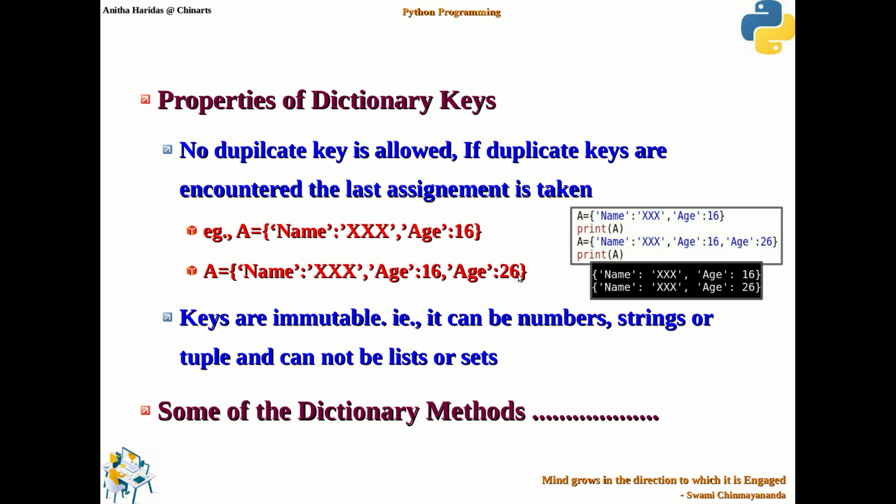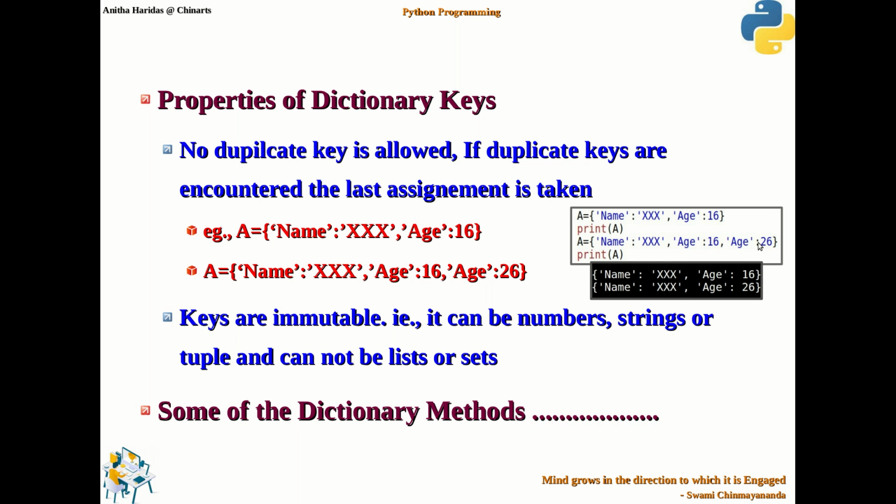Imagine you have declared a dictionary like this. Name, you have given this. Age, you have given this. And age is coming again as a duplicate key, so it is being repeated with value 26. If I am repeating it, what happens? The last assignment will be taken. The last assignment here is 26. So when you try printing A, this is the dictionary where age is repeated again. If I repeat it 5 times, then the last assignment will be taken. Here I am repeating 2 times.